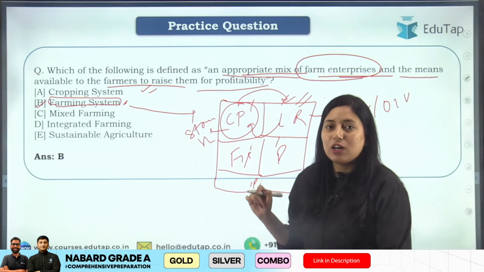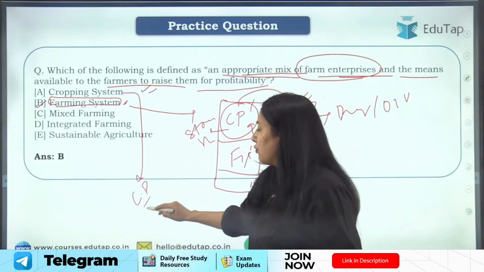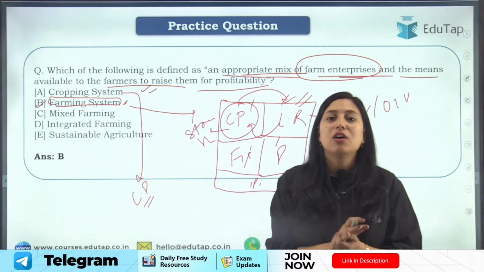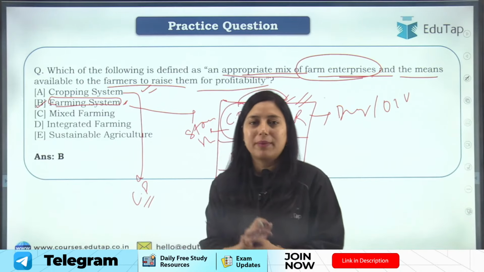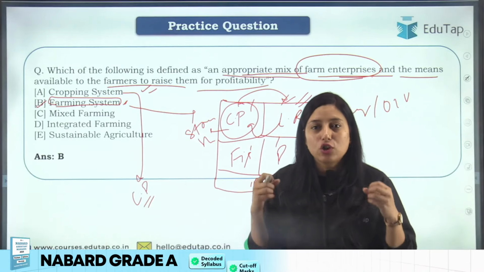सो क्रॉपिंग सिस्टम क्या होता है स्टूडेंट्स? क्रॉपिंग सिस्टम इज क्रॉपिंग पैटर्न दैट यू आर फॉलोइंग. ओके, किस क्रॉपिंग पैटर्न से आप क्रॉप को ग्रो कर रहे हो? लाइक वेदर यू आर फॉलोइंग rice wheat cropping pattern, rice wheat pulses cropping pattern, rice cropping pattern. There are so many different types of pattern in which crops can be grown.